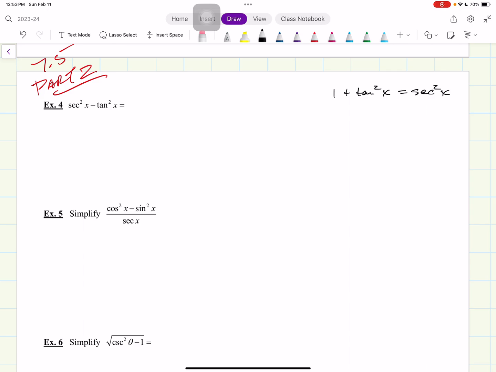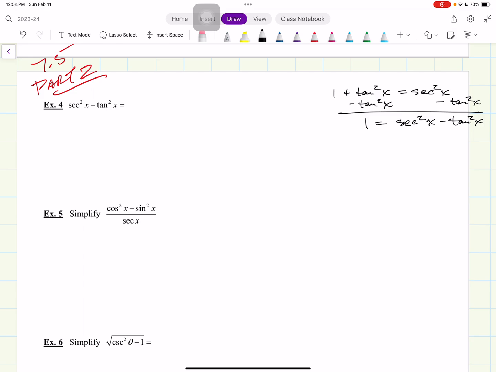So is the given, secant squared x minus tangent squared x, part of this identity? Well, if we subtract tangent squared x on both sides, look at this. We get 1 is equal to secant squared x minus tangent squared x. Holy cow, this is equal to 1. Wow, that is amazing. Okay, so you can go ahead and rewrite in terms of sine and cosine.